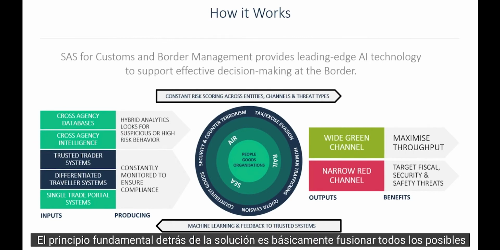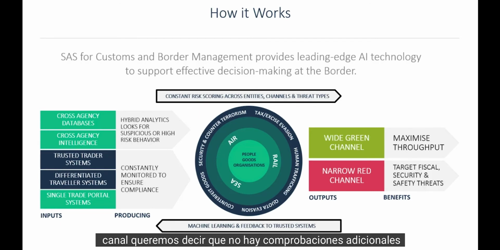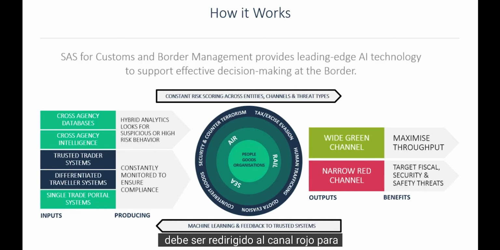The core principle behind the solution is basically to merge all the possible information available, risk assess any transaction, and route as many containers as possible to the green channel. By green channel, we mean that no additional checks are required, and very few high-risk cases instead should be rerouted to the red channel for further inspection.